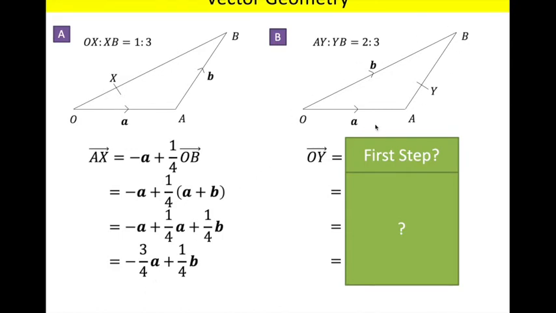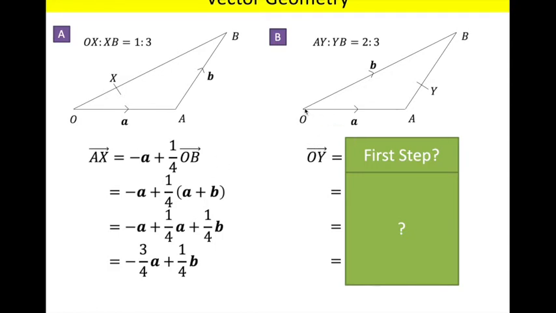Next, example B. Again, the vectors lie on the same plane, the triangular plane OAB. Given vector A and vector B, and also the ratio of length AY to YB is equal to 2 to 3. And you are asked to find vector OY in terms of A and B.